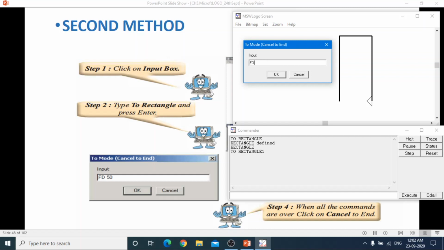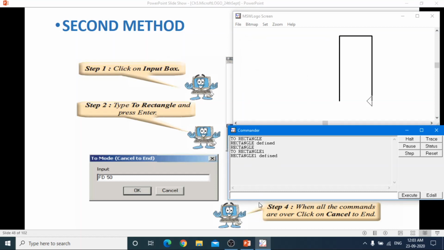side I'm going to write FD 200 and RT 90, then FD 100, RT 90, then FD 200. Now click OK and then cancel. Now rectangle 1 is defined.